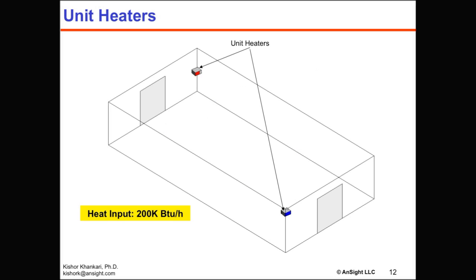Let's take the unit heaters here. You may be familiar with that. Two unit heaters placed in the corner of the room. And then the output is the same. Remember, 200 K we are putting through the unit heaters.